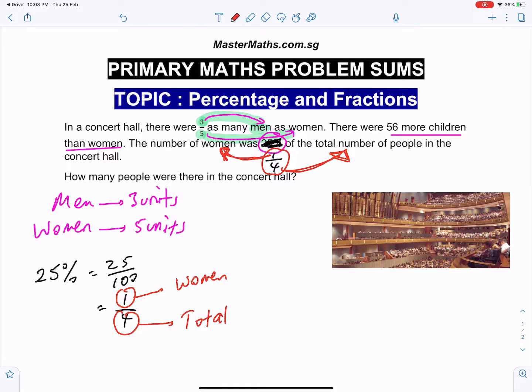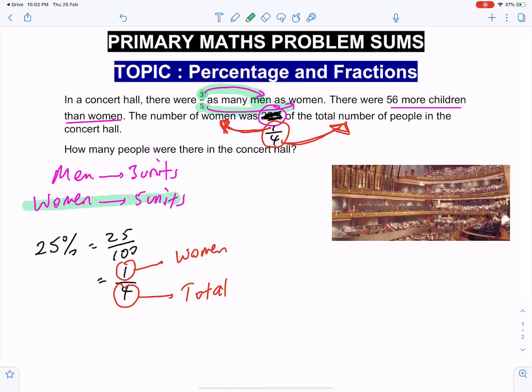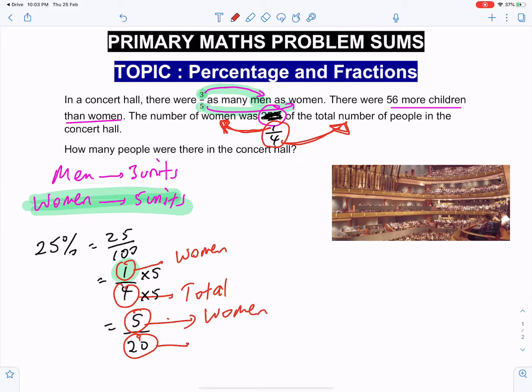These 3 items. Now, you may be wondering, women, shouldn't it be 5 units? How come now it's 1? This is a technique for this question. When we realize that it is different, 5 and 1, have a look at my laser here. 5 and 1, our job is to make it the same. We can very quickly do that by multiplying by 5, multiplying by 5. So when that happens, 5/20. Now this part here is for the women. This part here is for the total.